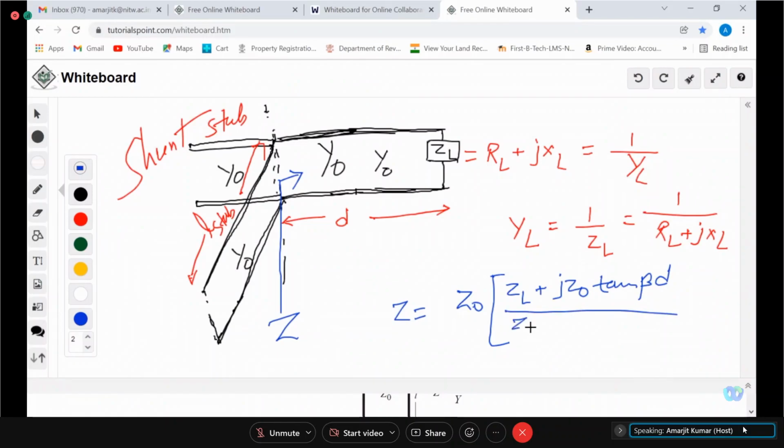And Z naught plus j ZL tan beta d. This is the formula. So Z is equal to Z naught into ZL plus j Z naught tan beta d, divided by Z naught plus j ZL tan beta d. So this is Z. And Z is equal to 1 upon Y. There should not be any problem.